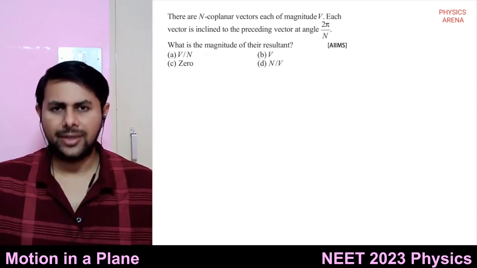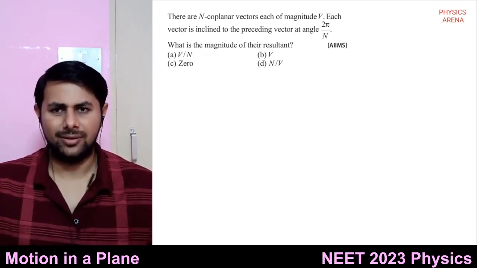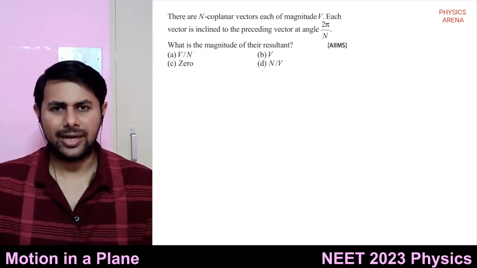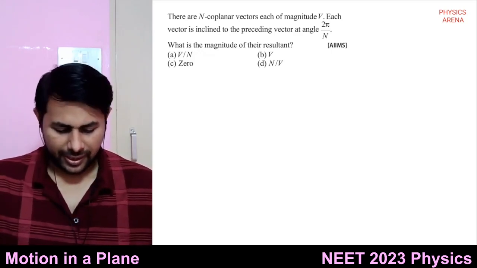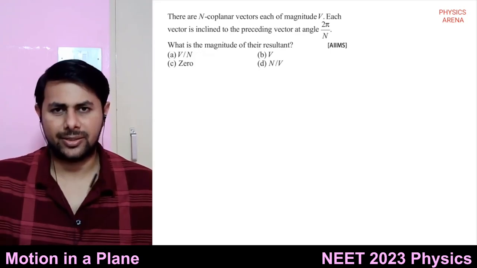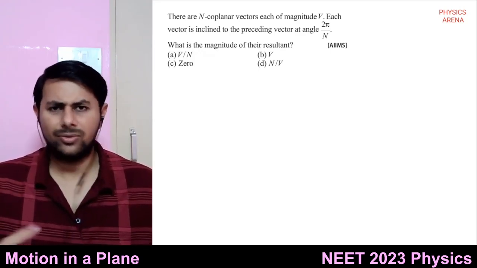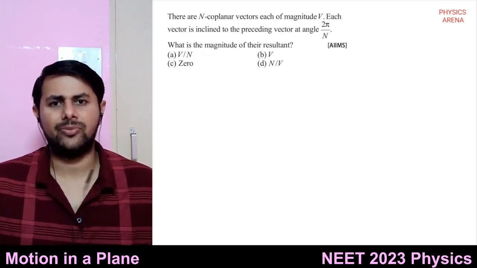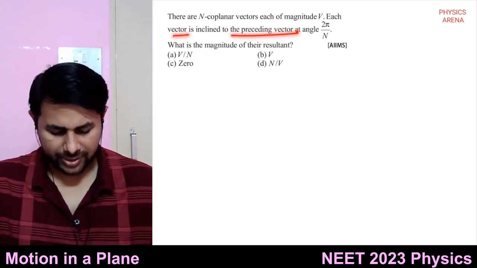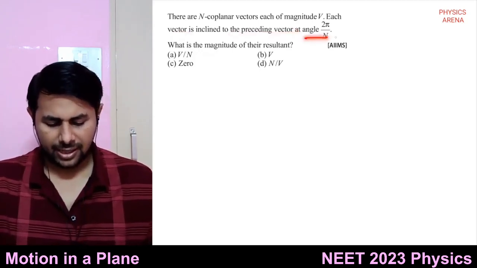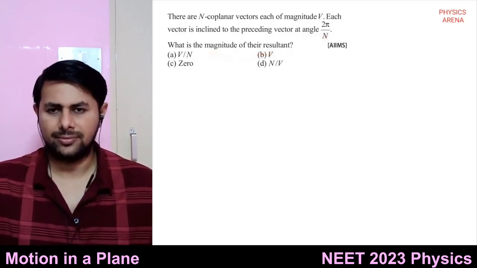There are n coplanar vectors. What do you mean by coplanar? They are in the same plane. Okay, they lie in the same plane, and there are n such vectors. n can be anything. It can be 2, it can be 3, 2 onwards. Okay, 2, 3, 4, 5, anything. Each vector is inclined to the preceding vector at an angle of 2 pi by n. What is the magnitude of the resultant?